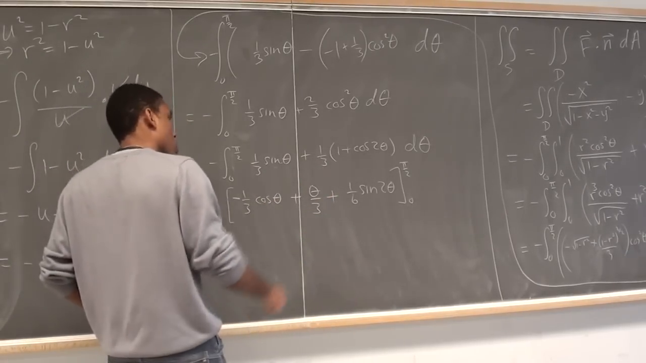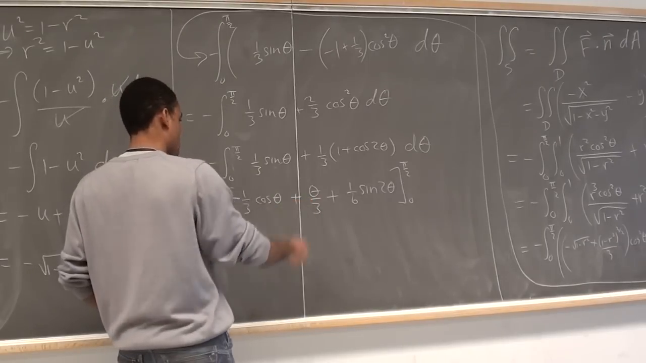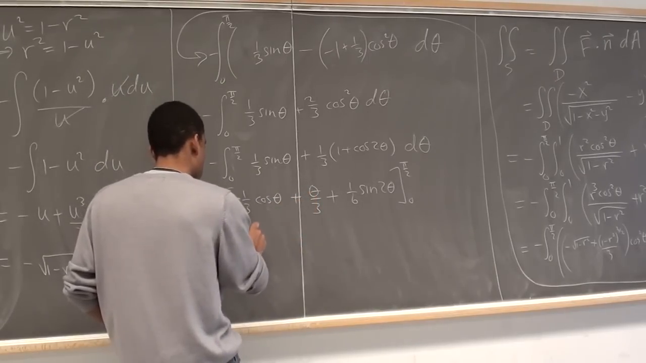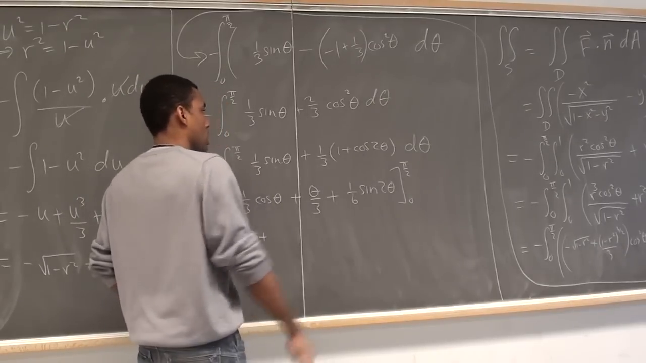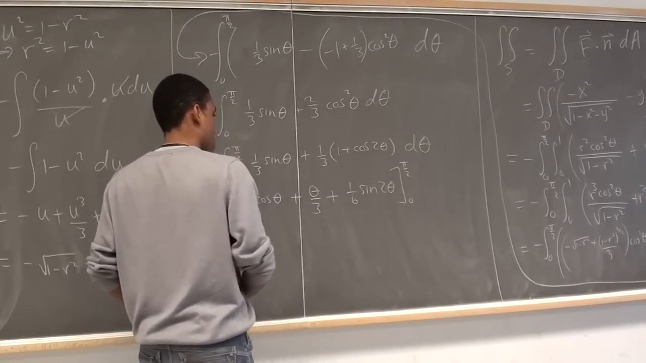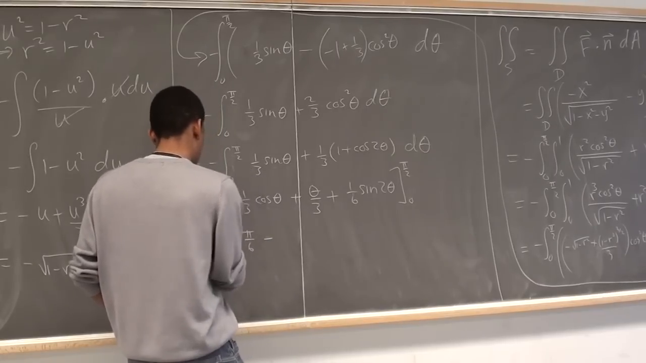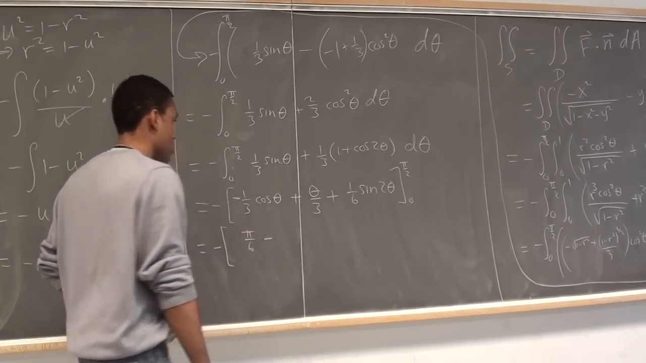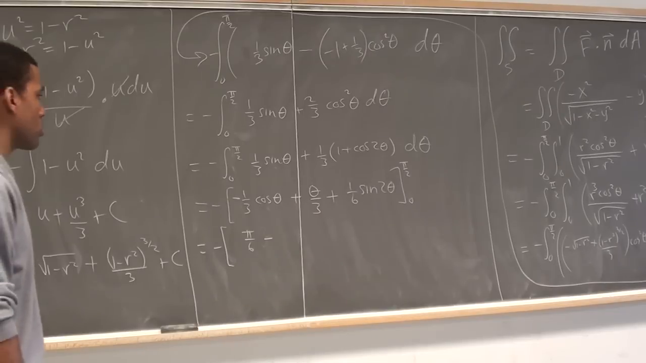And so now if I plug in pi over 2 here, cosine of pi over 2 is what? 0. And then you plug in pi over 2 here, you get pi over 6. Plus, if you plug in here, you get 0. So you just have pi over 6 minus. Now you plug in 0.